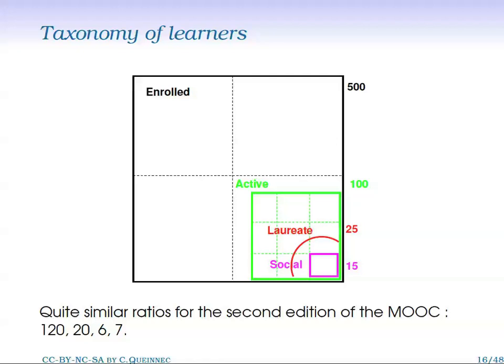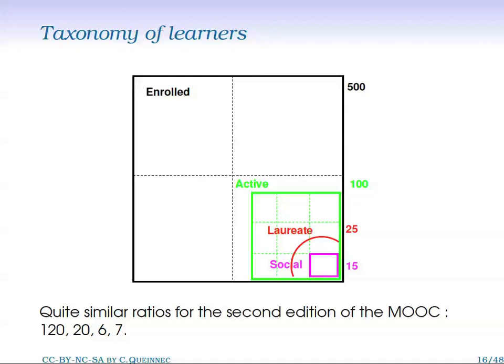500 was the number of enrolled people. They just have to click and say, well, I want to be enrolled. So it's very painless for students to say, well, I'm interested, and they click on that. Now, if you look at the real time, that is people that look at some video or try some exercise, it's only 1/5, okay, 100. So there is an attrition rate which is quite enormous.